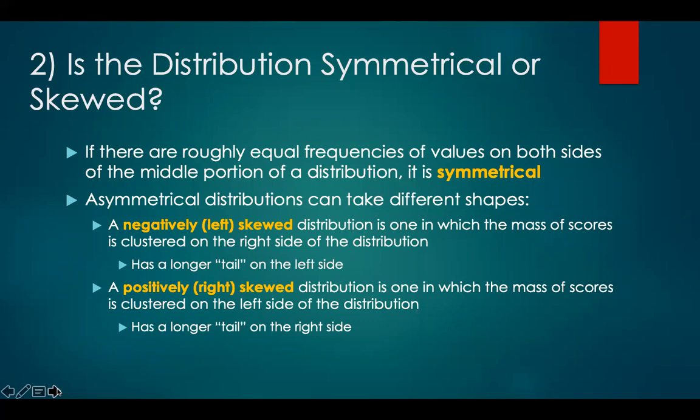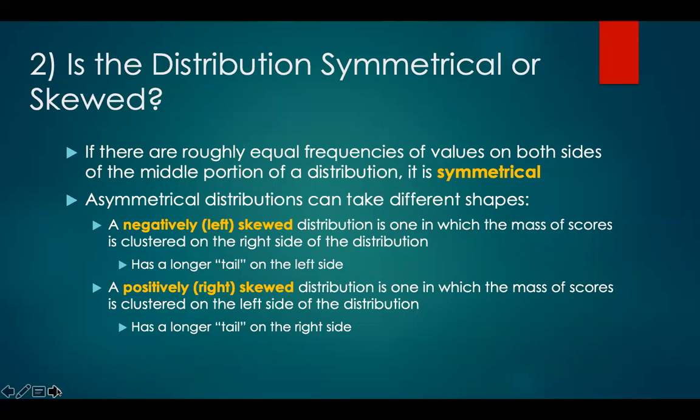Now, another question you might ask about the shape of a distribution is: is it symmetrical or skewed? Now, if there are roughly equal frequencies of values on both sides of the middle portion of the distribution, this distribution is symmetrical. But asymmetrical distributions can take on different shapes.